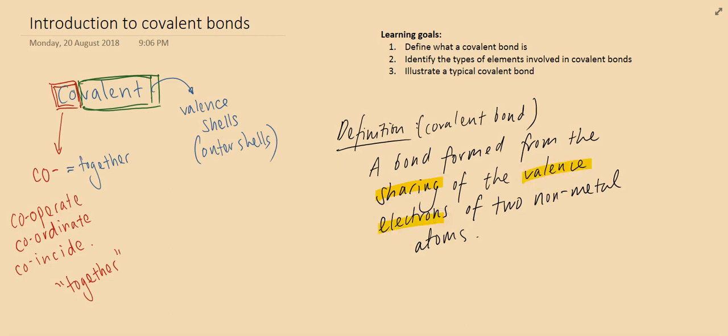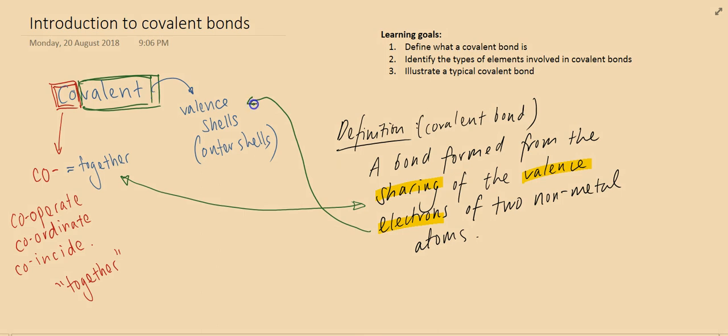Sharing here relates to the first part of the word covalent. So co, together, and sharing are linked. Valence electrons links to the second part of the word, the valent part, being related to valence shells. So this is our working definition for covalent bond, okay? A covalent bond is a bond formed from the sharing of the valence electrons of 2 non-metal atoms.